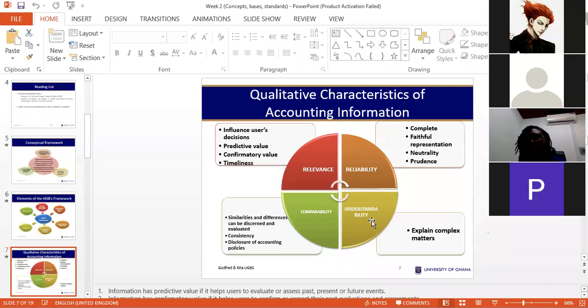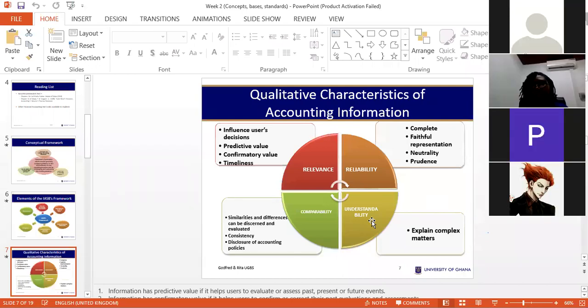Yes, Madam, please, the prudence, I didn't get it. And the faithfulness, the faithful representation suggests that the financial information we are presenting must represent what it purports to be. What does that mean?